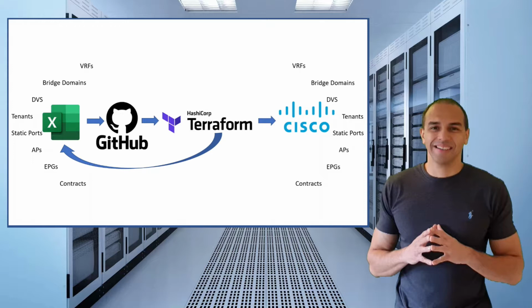Within the video, I'll have two separate demonstrations. In demo number one, I will have Terraform create the ACI tenants, bridge domains, VRFs, application profiles, subnets, static port, and DVS associations. Then, in example number two, to show Terraform's versatility, I will demonstrate how I use a separate repository and state file to track ACI contract changes.